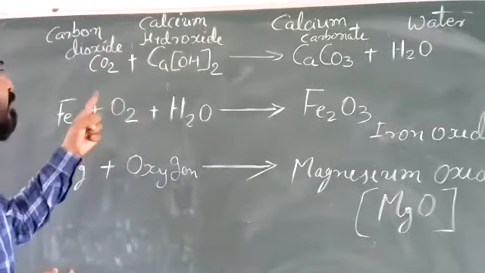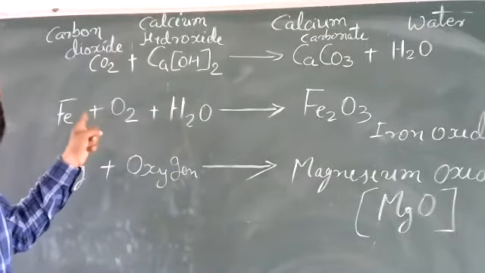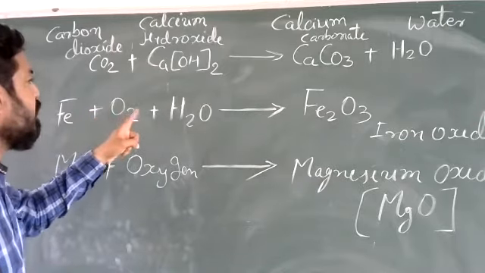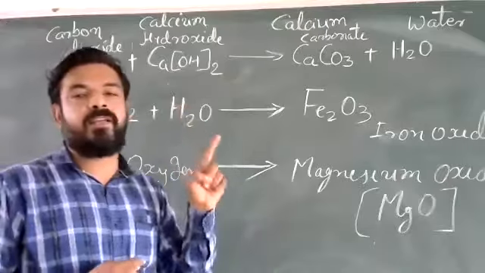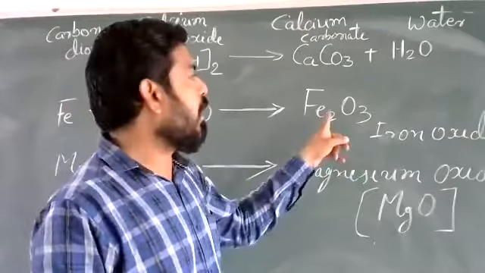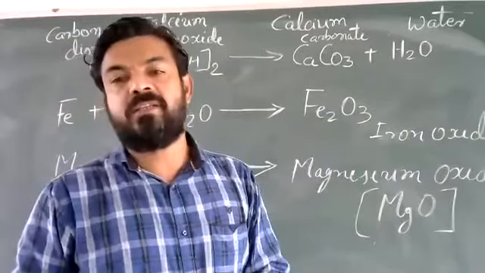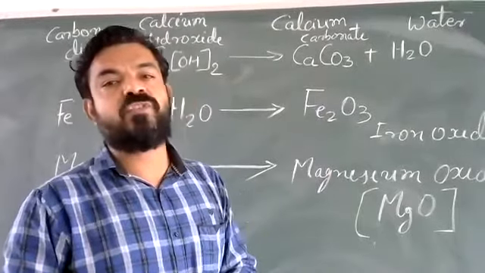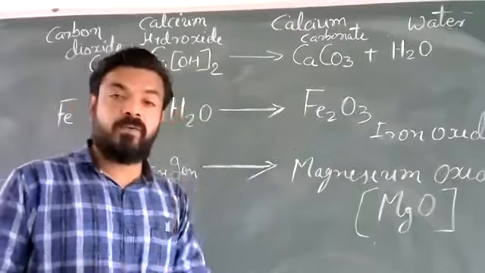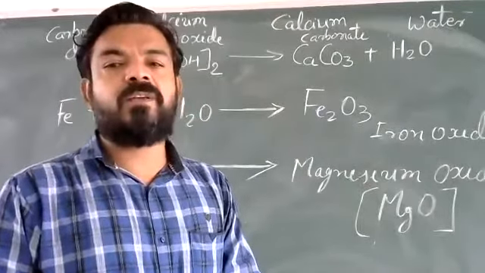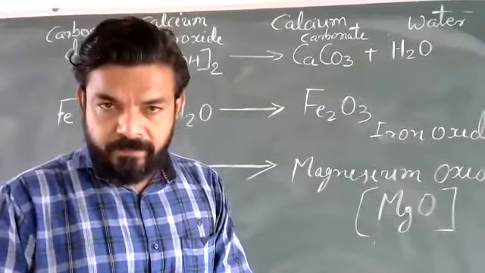So, ferrous, then oxygen, then water. This put together makes Fe2O3, iron oxide. So the iron. This is called the rusting of iron.